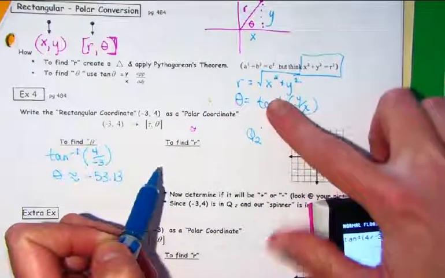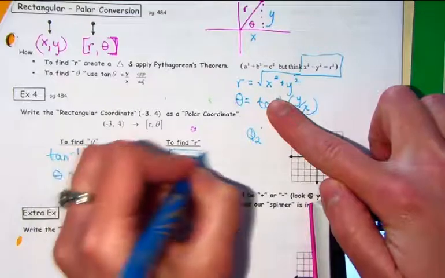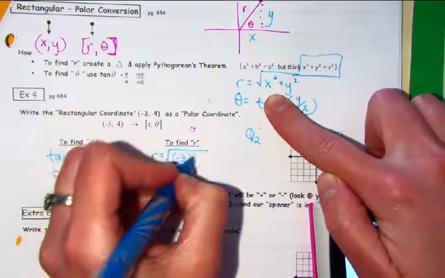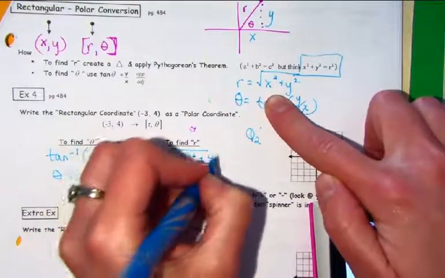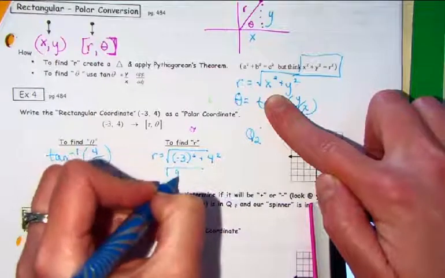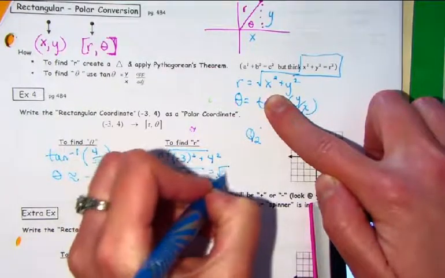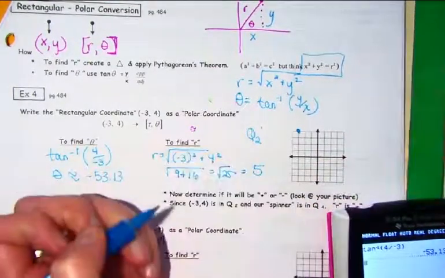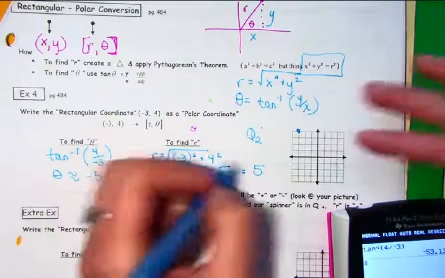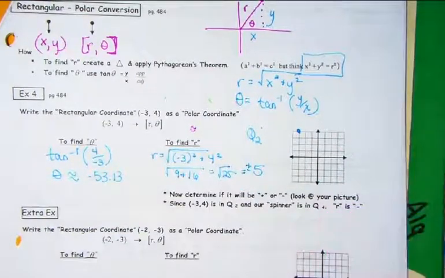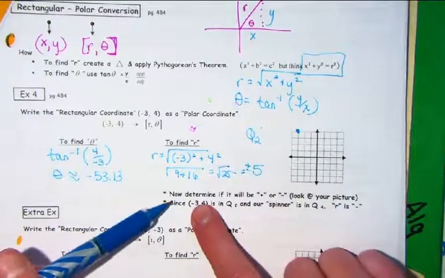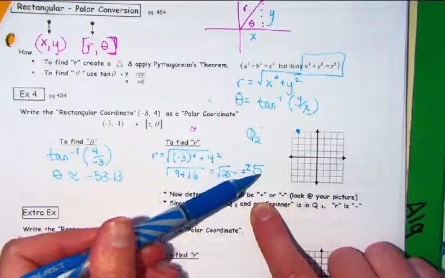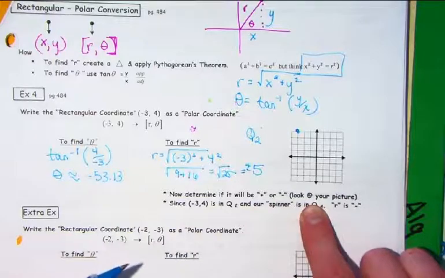My radius, using my equation up here, is the square root of x squared, (-3) squared, plus y squared, 4 squared. Square root of 9 plus 16, square root of 25. What is the square root of 25? 5. What's the other square root of 25? All right. So what we're seeing now is that we have to make a decision. We have to stop and think, because we need to figure out if our radius is going to be positive or -5. We don't know which one. We need to look at our picture.